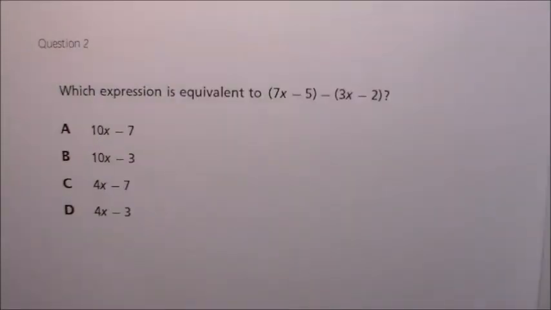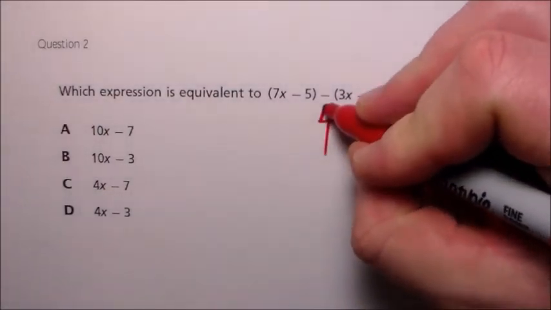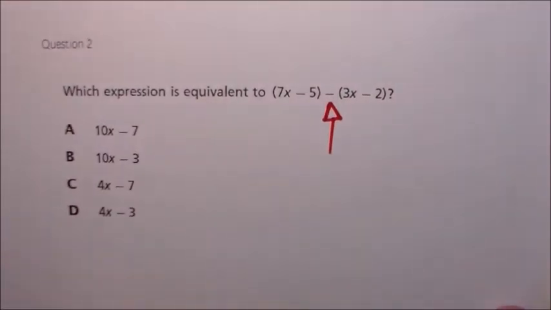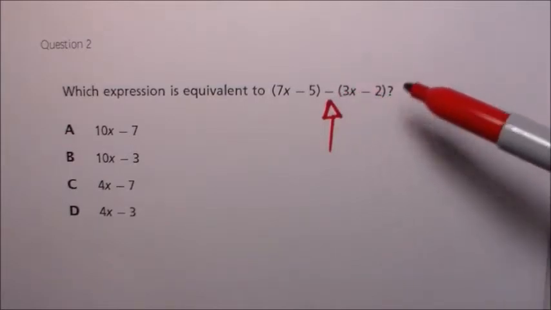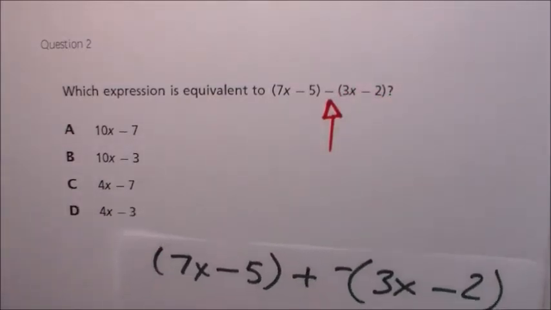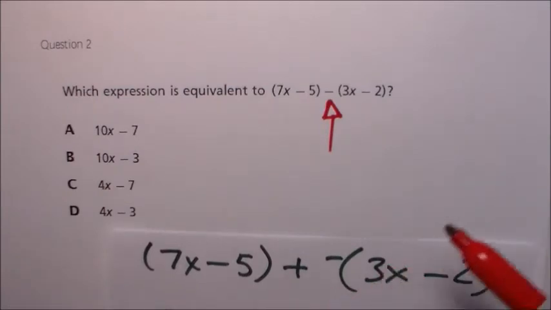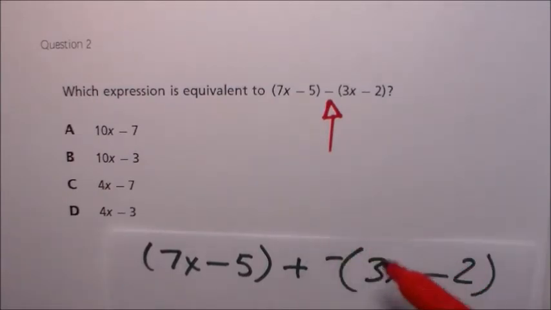Okay, next question. Question 2. Which expression is equivalent to 7x minus 5 in parentheses minus 3x minus 2? And this is the tough part, no doubt about it, of this question. Because what you have to remember is when you have a subtraction of a whole other term, it gets tricky. The way I think about it is adding the opposite, and you can always add the opposite, right? So adding the opposite would be like multiplying this whole other term by a negative 1. So you have 7x minus 5 plus negative 1 times all of this, which is 3x minus 2.